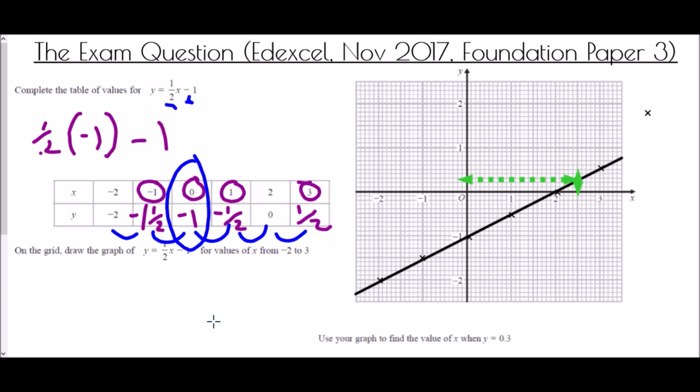Now for me, my answer is suggesting that x equals 2.5. Now yours may well be slightly different because you can probably be a little bit more accurate than I have on the screen here. But 2.5 is roughly the answer to that question.